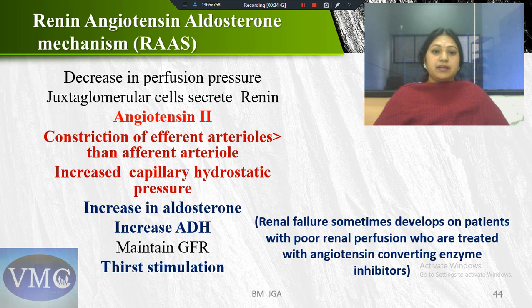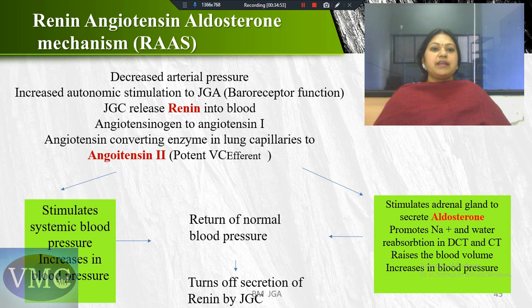But more than that, we have this angiotensin 2 secretion, which is causing systemic alterations in your BP and your blood volume. That we will go through. So there is decrease in arterial pressure, increased autonomic stimulation of your juxtaglomerular apparatus, and increased renin release in the blood. So renin is going into the blood, okay? It is not present locally in the kidneys alone. It is released into the efferent arteriole and goes into the systemic circulation. So renin is there in the blood.